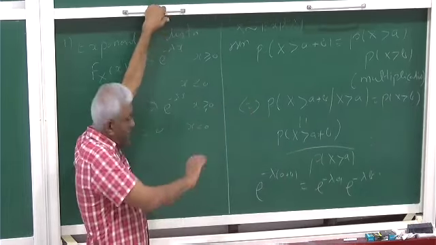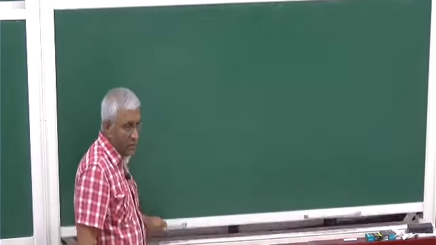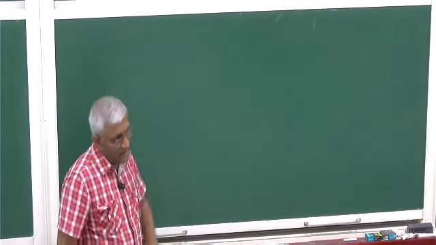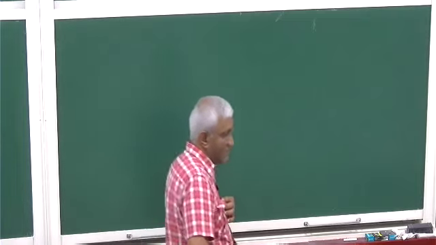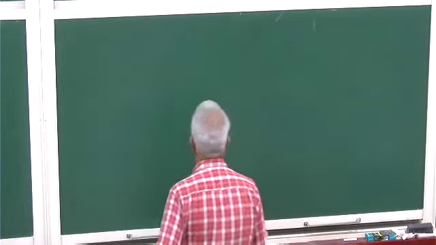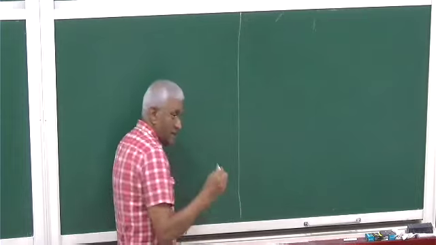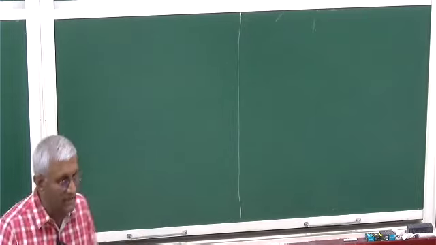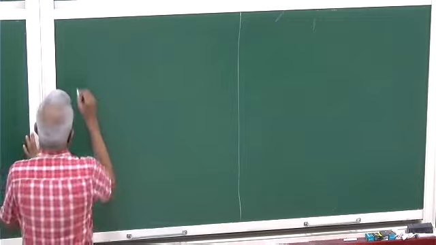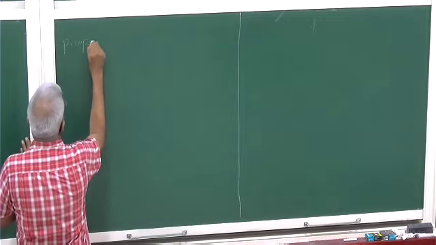So any exponential random variable satisfies this property. We want to prove the similar statement. In the discrete case, if a random variable satisfies the multiplicative property, the memoryless property, then it is a geometric random variable. Similarly, we want to prove the same thing here. So this is the proposition.